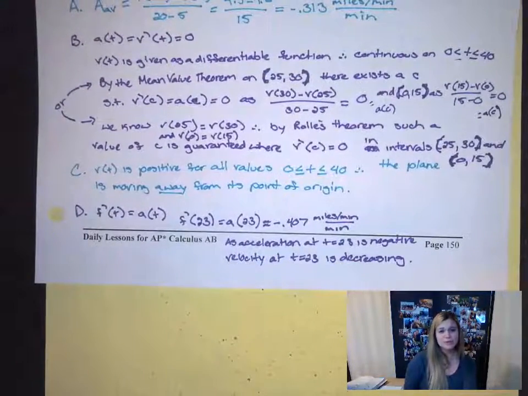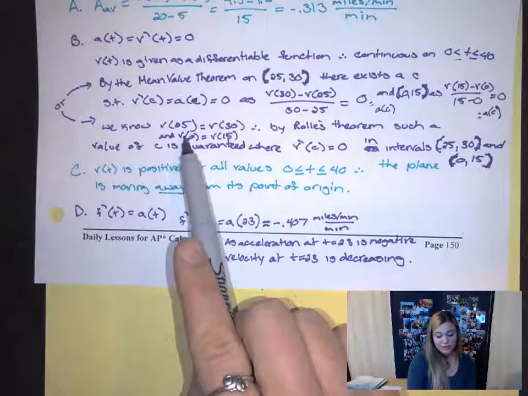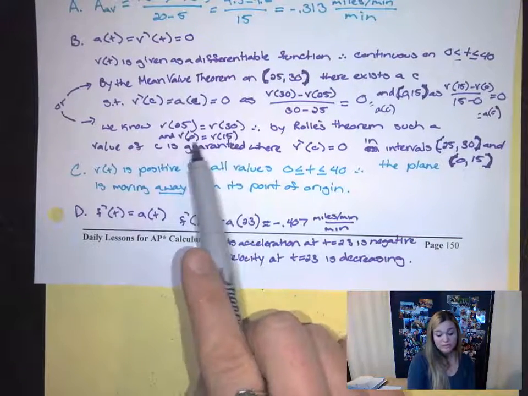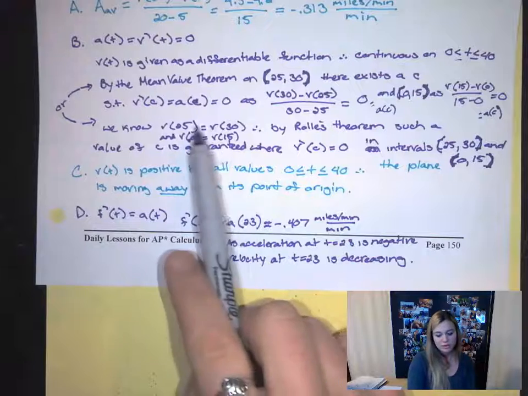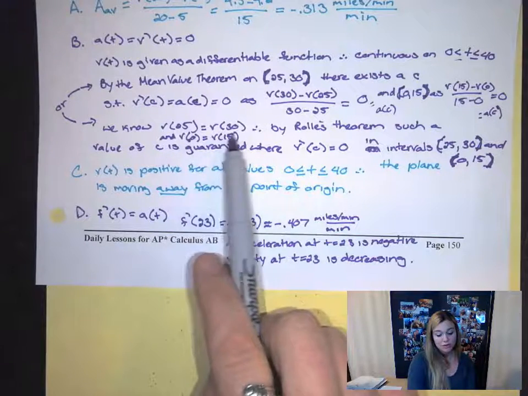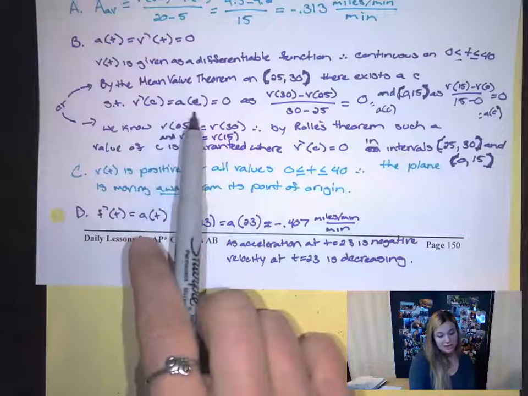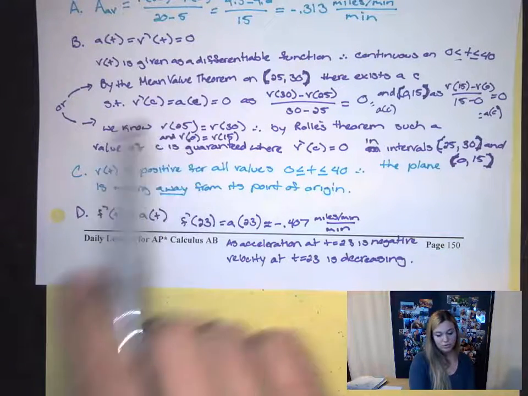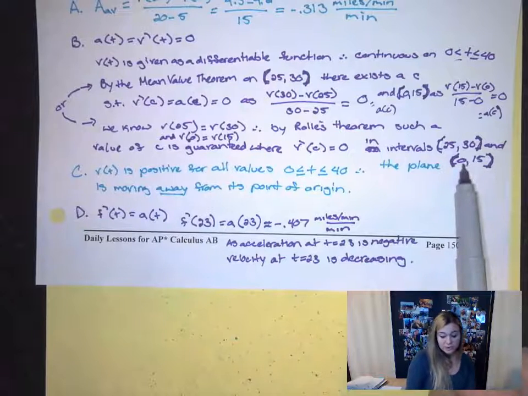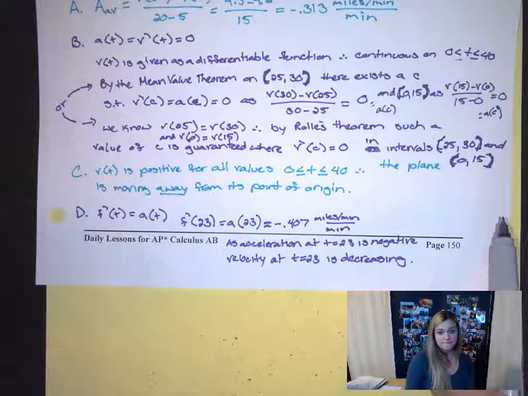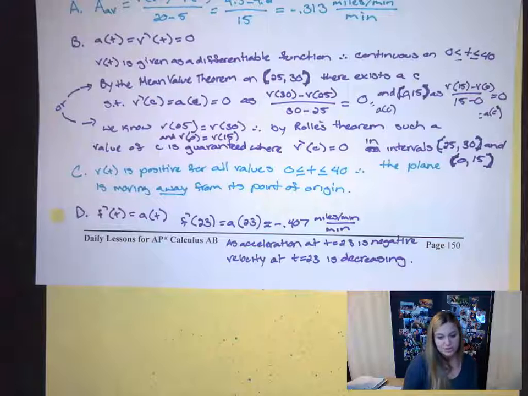If you use Rolle's, the conditions aren't just continuous and differentiable. You also have to say f of a is equal to f of b. So you have to say something like v of 25 equals v of 30, or v of 0 equals v of 15. Well, both. v of 25 equals v of 30, and v of 0 equals v of 15. And then you can just jump to the answer, and you can say, therefore, by Rolle's theorem, we know there's a place where v prime of c is equal to 0. Or you could have said a of c is equal to 0 because we already wrote that they're equal on the intervals 25 to 30 and 0 to 15. Okay, so that was a theorem.